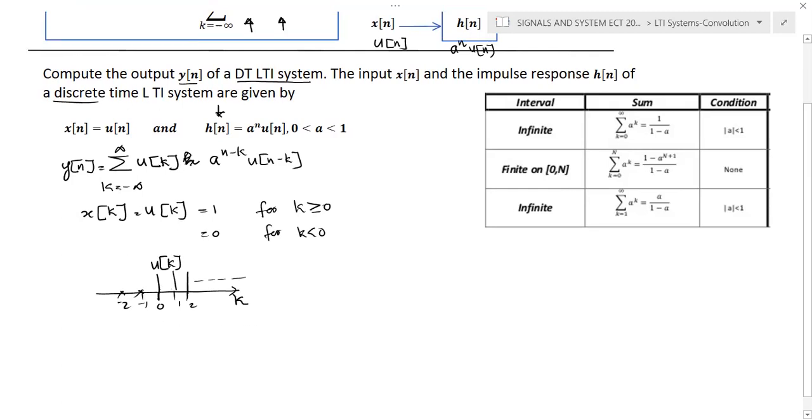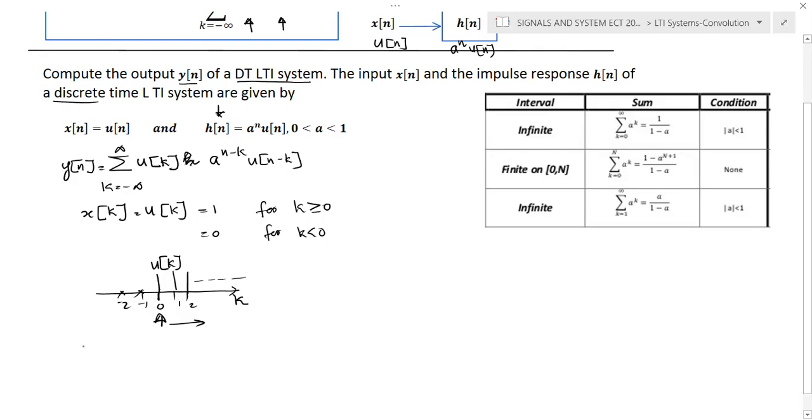Okay, so we don't want to evaluate the summation from minus infinity onwards, because the u of k signal is having non-zero magnitude from 0 onwards. Okay, 0 onwards and towards right. So we don't want to evaluate it from minus infinity onwards.